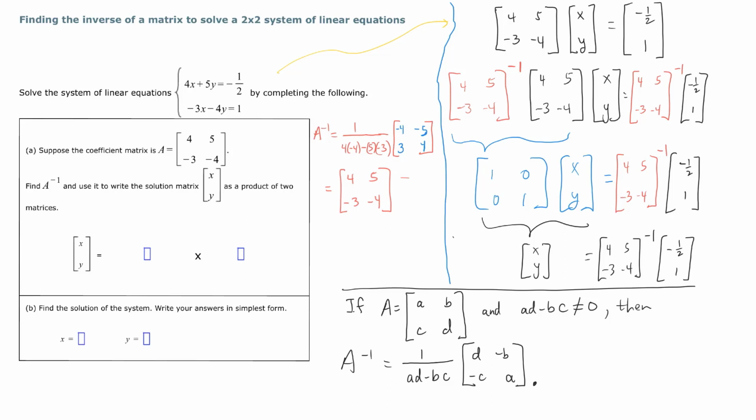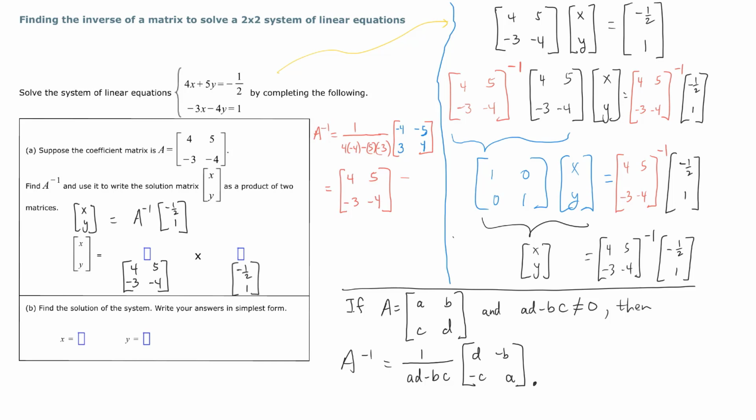Alright, so in this box here, it seems silly. The formula is given like this. xy is equal to the inverse of A times the other matrix, which is negative 1/2, 1. So right here, you're going to write 4, 5, negative 3, negative 4, and then this matrix here has got to be the size 2 by 1. And you could do that to compute x's and y's.